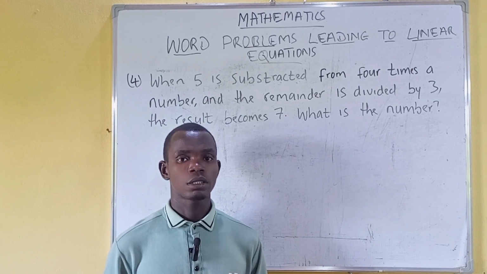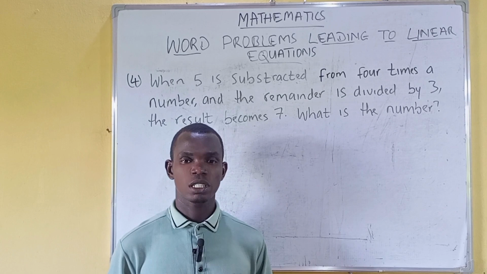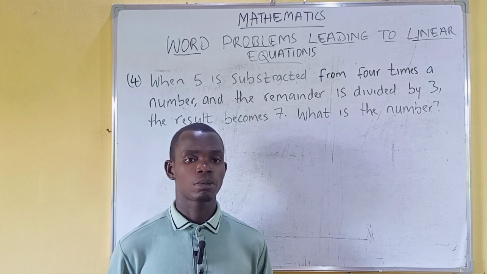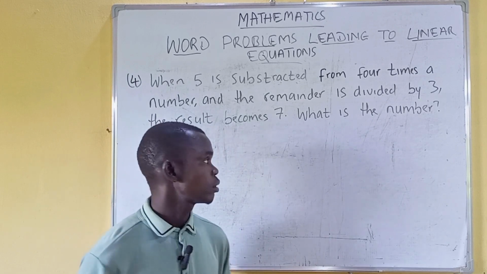to represent the number required, change each statement in the question to a statement containing the letter you are choosing, and link up all the parts of the question to form an equation.